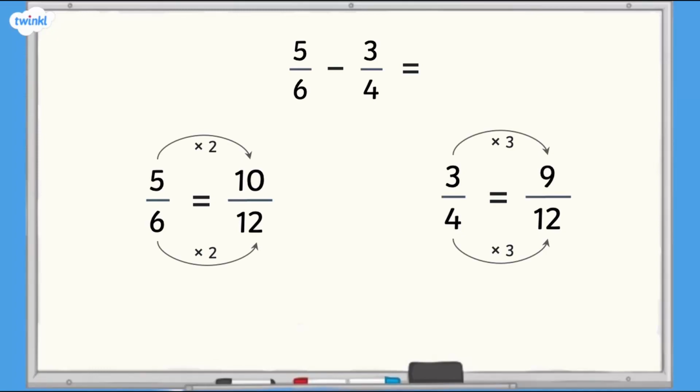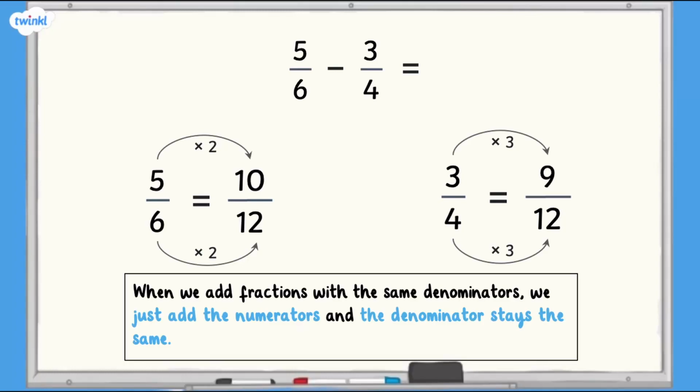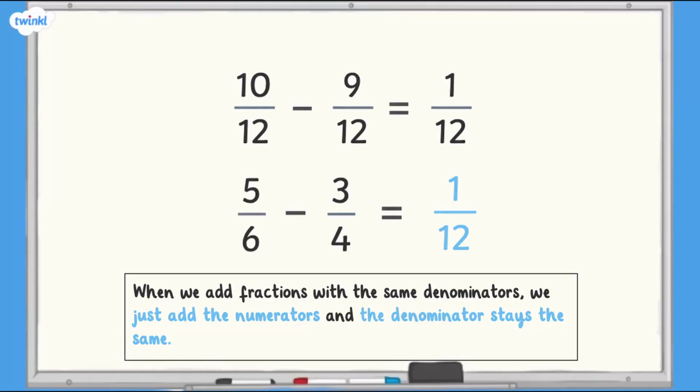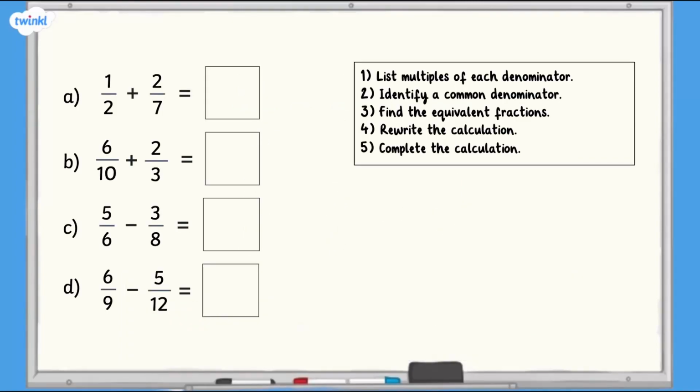Now we can replace the fractions in our calculation with their equivalents so that we have a calculation with a common denominator: 10/12 subtract 9/12. 10 take away 9 equals 1, so 10/12 take away 9/12 equals 1/12. This means that 5/6 subtract 3/4 equals 1/12. Now it's your turn to have a go.